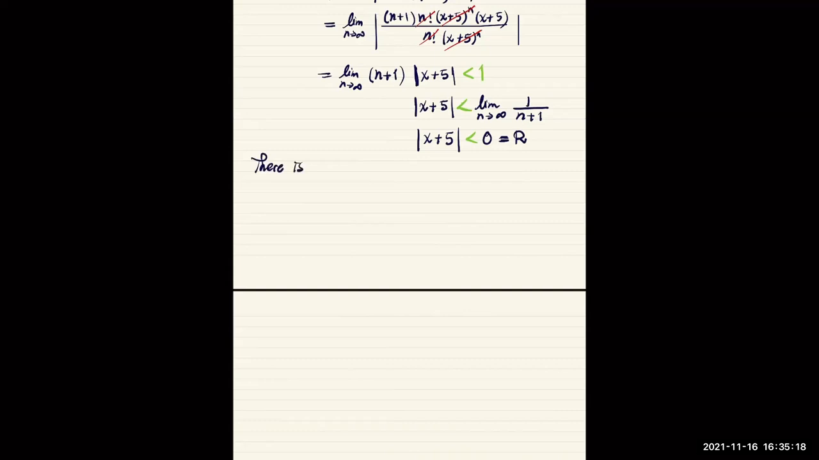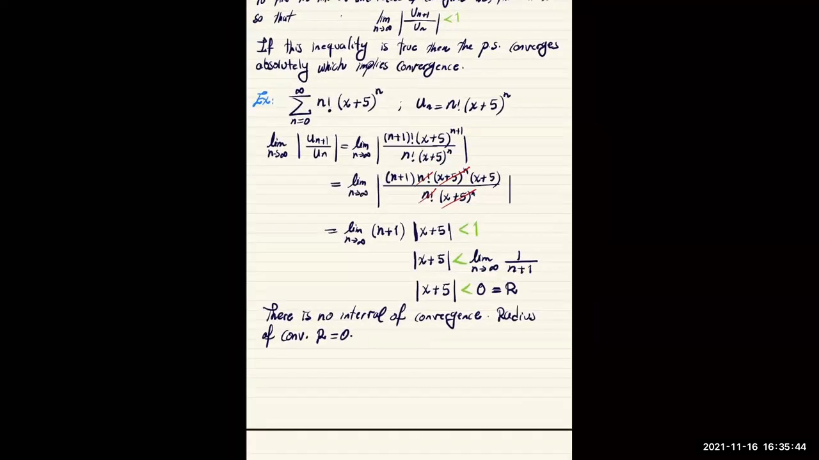So we say there is no interval of convergence. Again, radius is zero, but the series does still converge for what? There is only one x value that this thing will converge for: -5. Plugging -5 in here will zero out every term except for the constant.